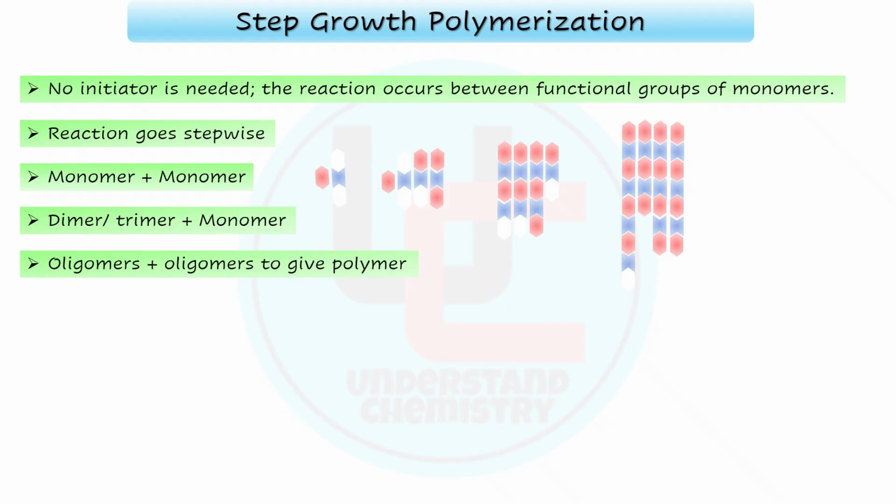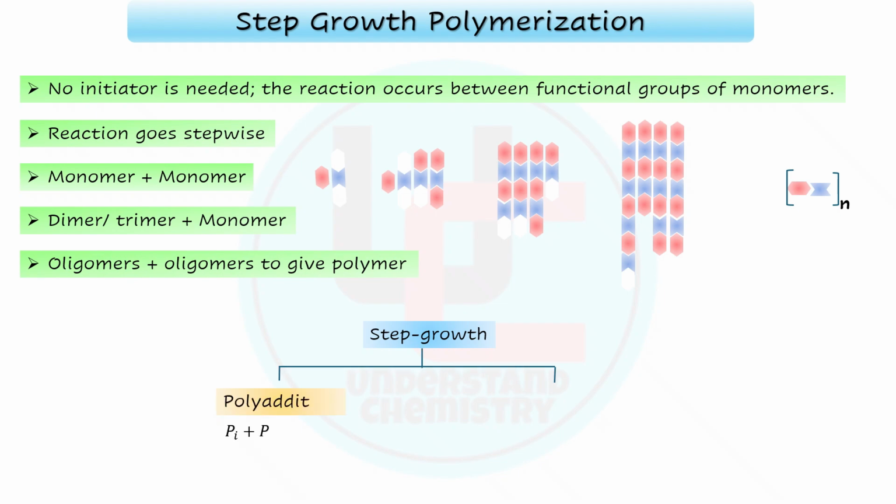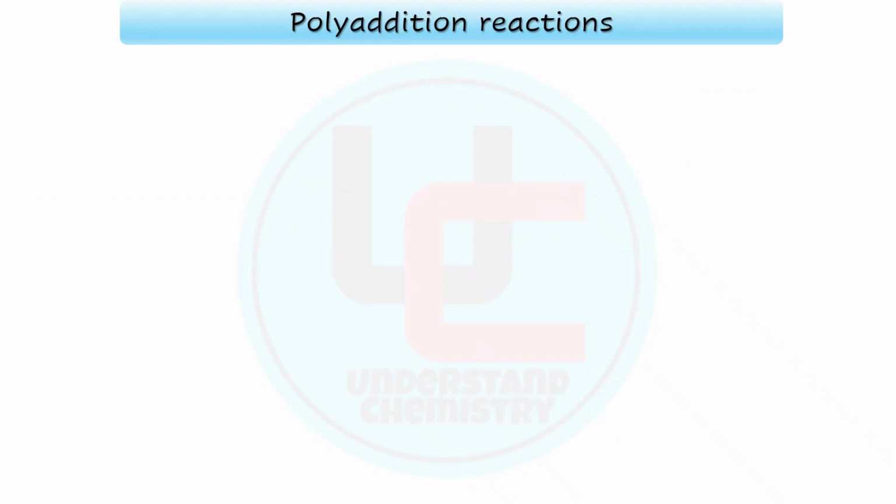The step growth polymerization has two types, polyaddition reactions and polycondensation reactions. In polyaddition reaction, reacting species such as monomer or oligomers react to produce an adduct without releasing any byproduct. On the other hand, in polycondensation reaction, the reacting species react to produce a product and a leaving molecule, such as water or alcohol. Let us see first the polyaddition reaction.